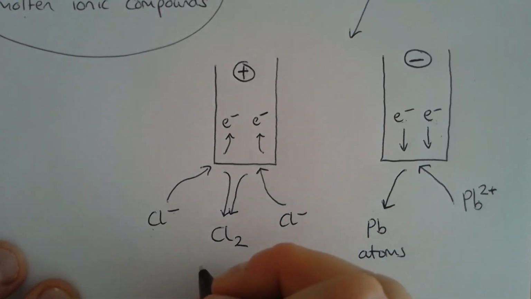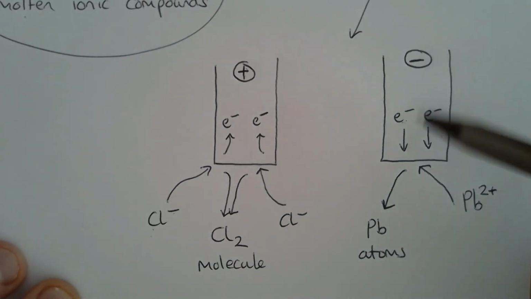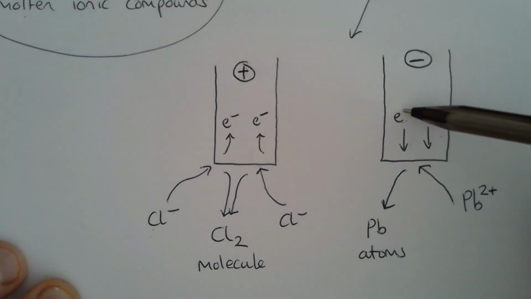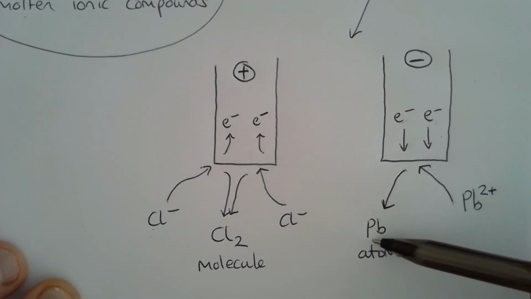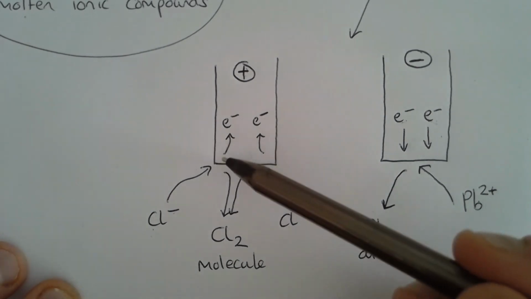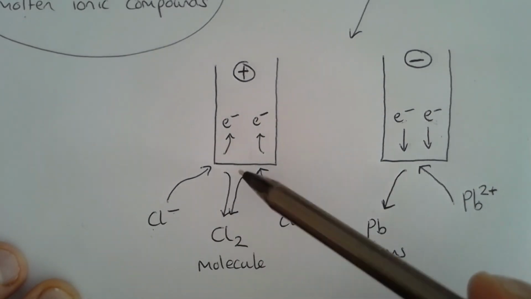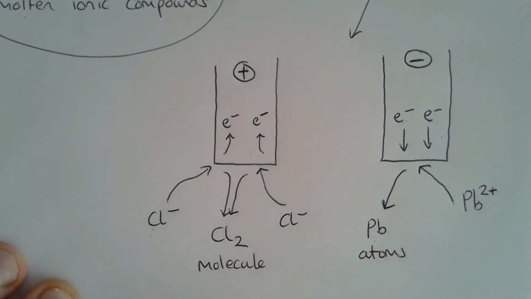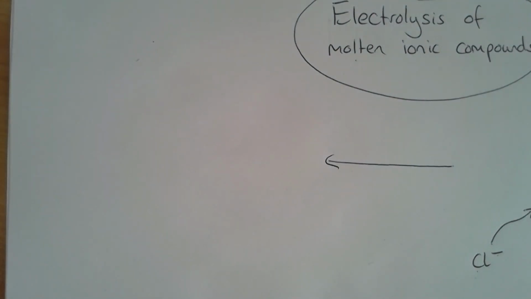Cl2 molecule being formed. But the really key thing is that at the negative electrode, the Pb2+ ions gain 2 electrons to become Pb atoms. At the positive electrode, the Cl- ions release their electrons to become chlorine atoms, and then 2 of them stick together to make a chlorine molecule. So how do we represent that in chemistry? Well, we use something called half equations.